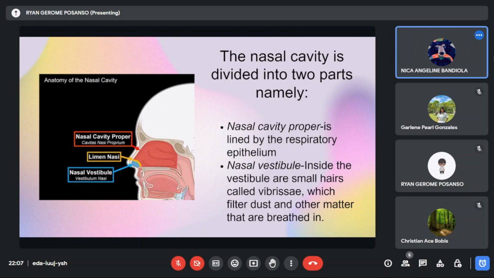The nasal cavity proper is divided by the nasal limen. It is the ridge in the mucosa that separates the two, and it is used as a landmark. So, the transition from skin to mucous membrane, the nasal vestibule, is lined by tissue that contains hair. The rest of the nasal cavity has no hair.